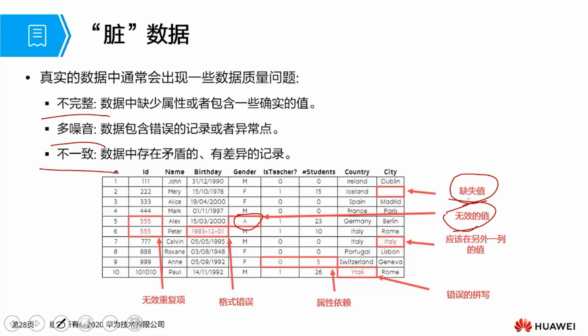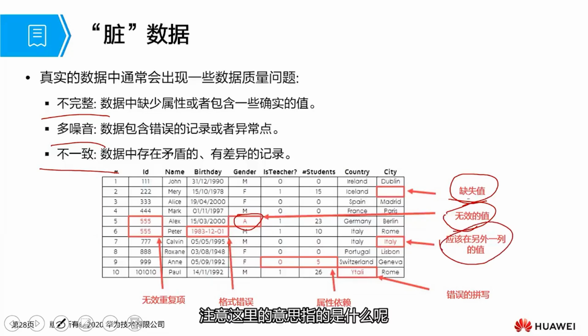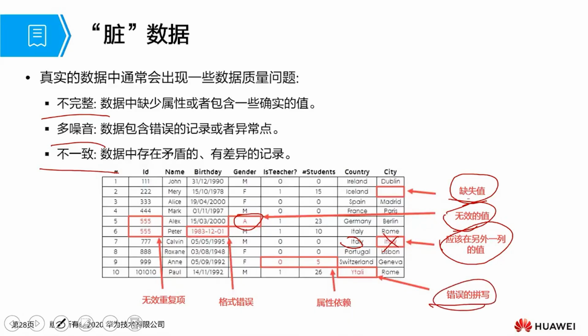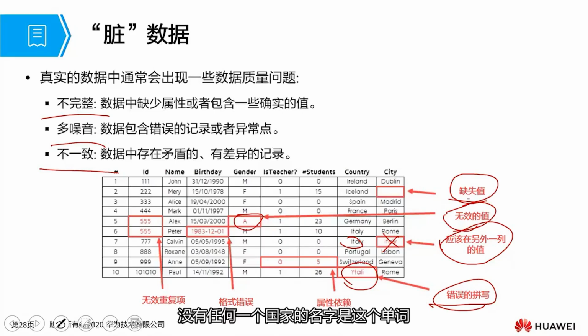What does this mean here? In Italy, this should be in the country rather than in the city. So this value is placed in the wrong position. This is also obviously dirty data. Incorrect spelling. Clearly, this is a spelling mistake. It does not exist in any country. No country has this word as its name. There are also attribute dependencies. This is obvious, like this value. These two features clearly exhibit attribute dependency. So this is also incorrect.